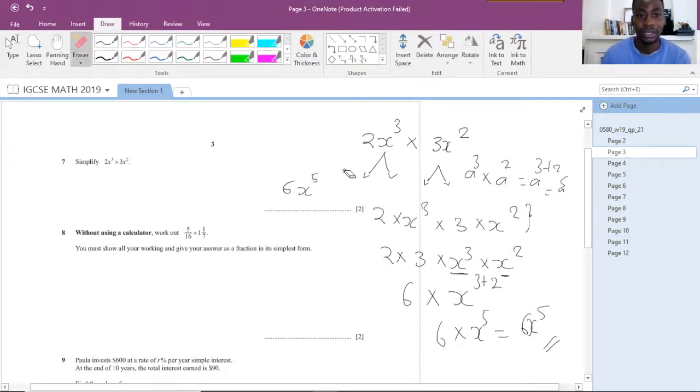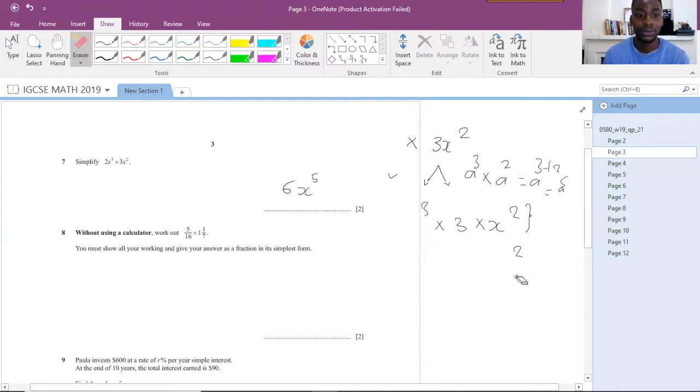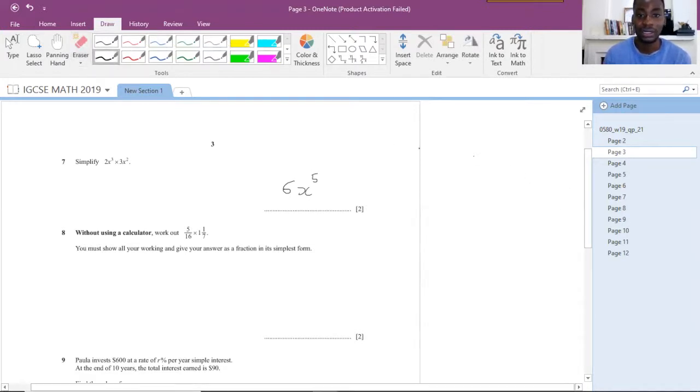All right, so question 8. I can see that question 8 is some form of fraction, and they want us to show our working, even if we have a calculator, because they're interested in seeing our capability of solving fractions. So question 8, we have 15 over 16 multiplied by 1 whole 1 over 7. The first thing is that we have to convert this mixed fraction into an improper fraction by multiplying the denominator with the whole number, then we add it to the numerator.